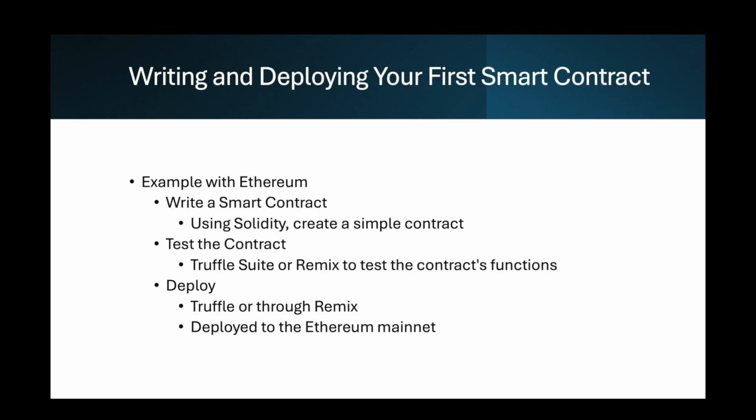Writing and deploying your first smart contract. Example with Ethereum. Write a smart contract using Solidity. Create a simple contract, such as a Hello World or a basic ERC-20 token. Test the contract. Use the Truffle Suite or Remix to test the contract's functions, ensuring it behaves as expected. Deploy. Deploy the contract to a test network using Truffle or through Remix directly. After successful testing, it can be deployed to the Ethereum mainnet.